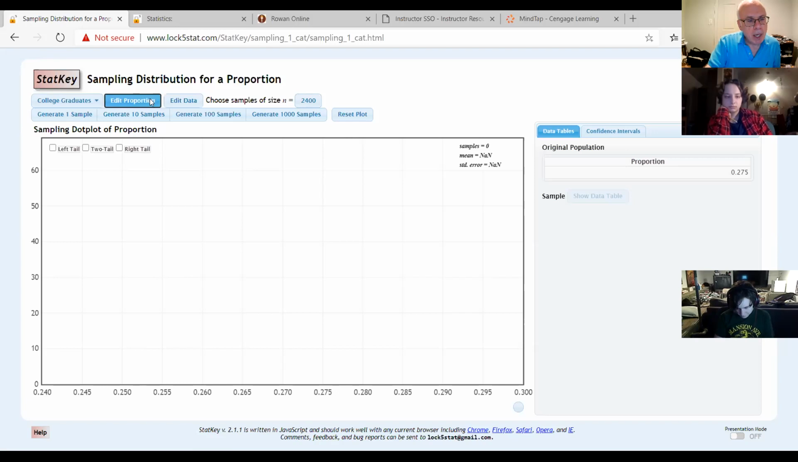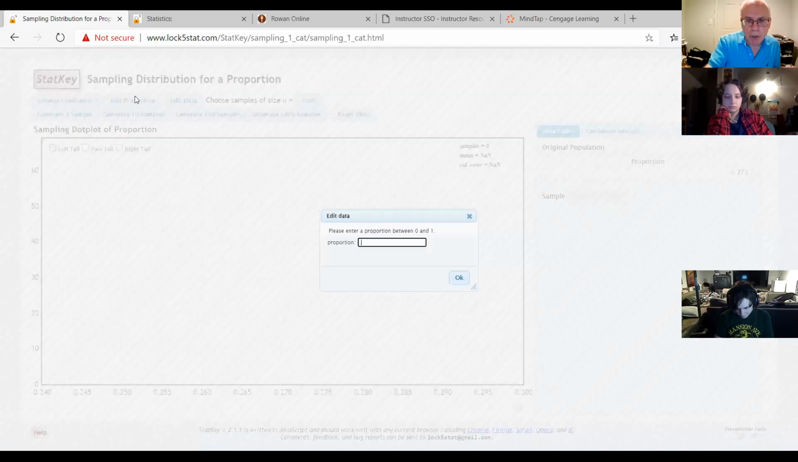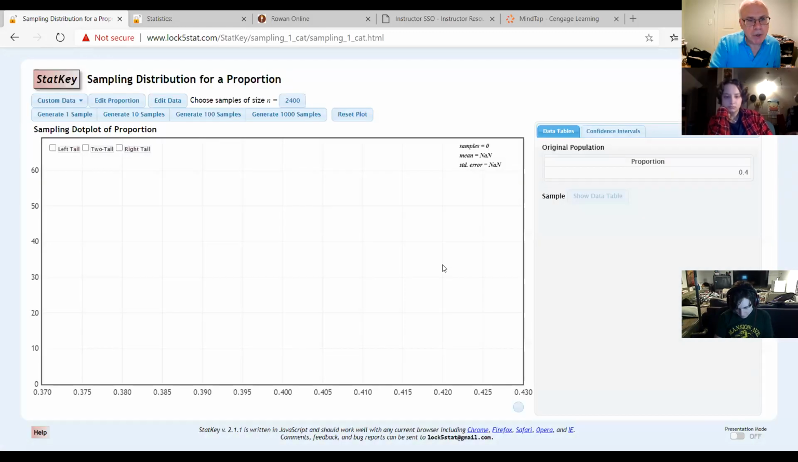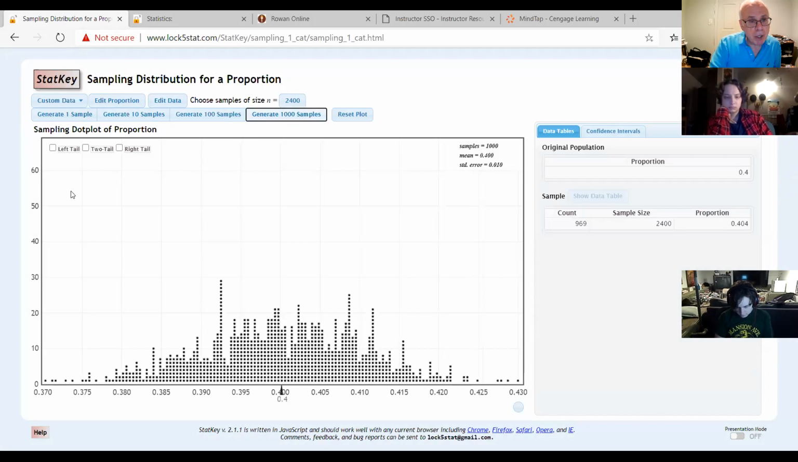The proportion I'm going to use is 0.4. I think that's what we used in that example we just did. So we have a population proportion of 0.4. I just click that, and the sample size is 2,400, and I want to generate 1,000 samples. Notice there are buttons here for one sample, 10 samples, 100 samples, 1,000 samples. You can click these multiple times, by the way. So I'm just going to click 1,000 samples, and there we go.